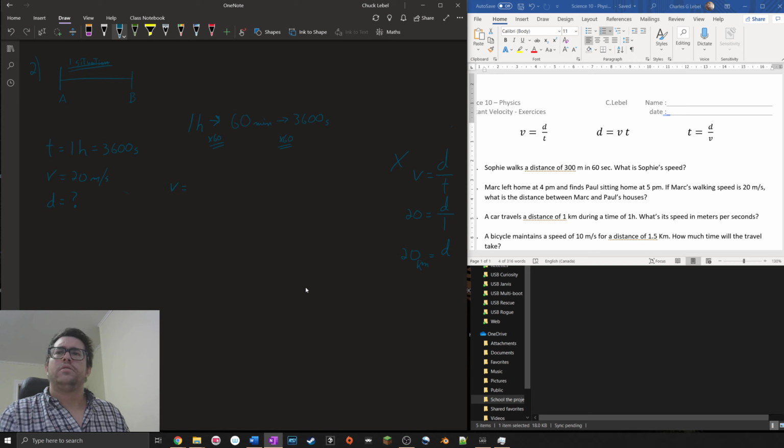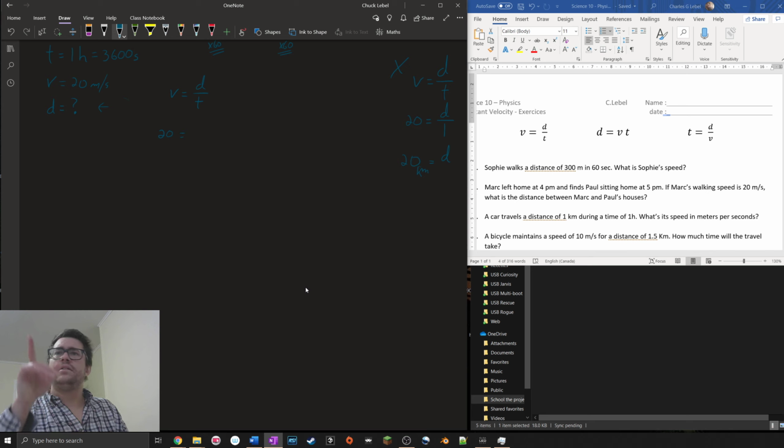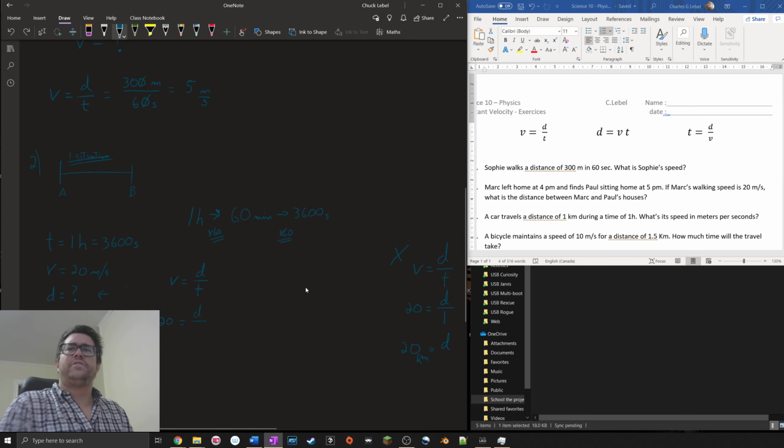V equals D over T is the formula that we need to resolve this right here. We're going to put 20 here for the velocity. D stays the same. And T is 3,600.